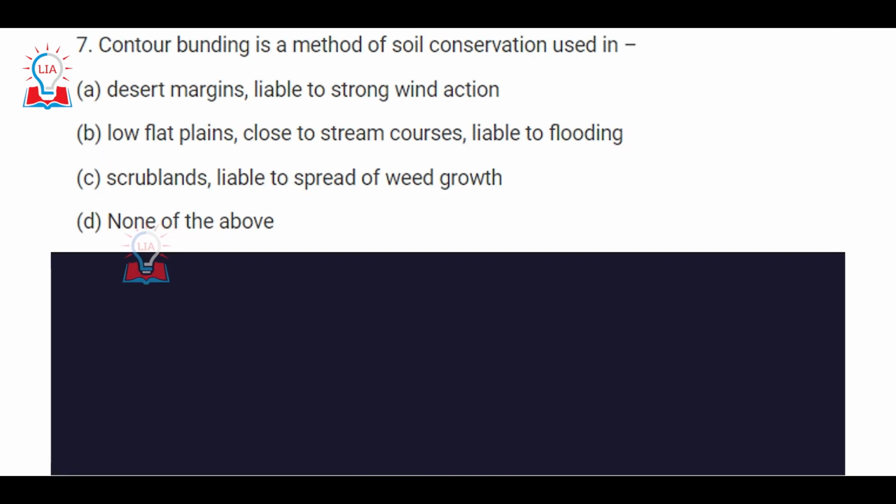of bricks. The seventh question is related to a term called contour bunding. It has been asked that contour bunding is a method of soil conservation which is used in which of the given areas? Desert margins, low flat plains, scrublands, or none of the above? So the correct answer here will be none of the above.